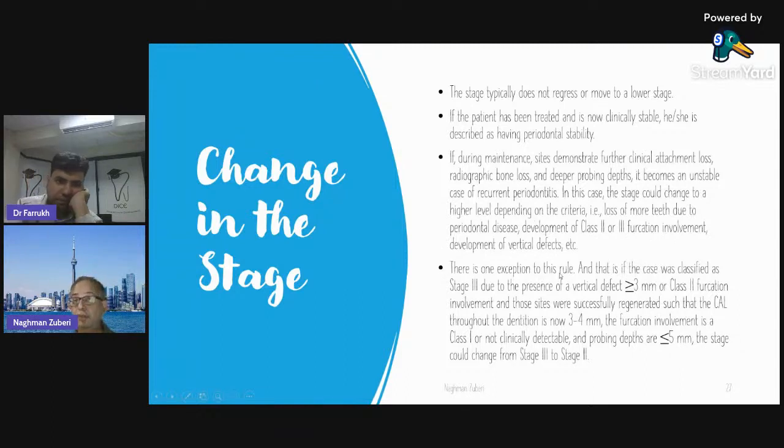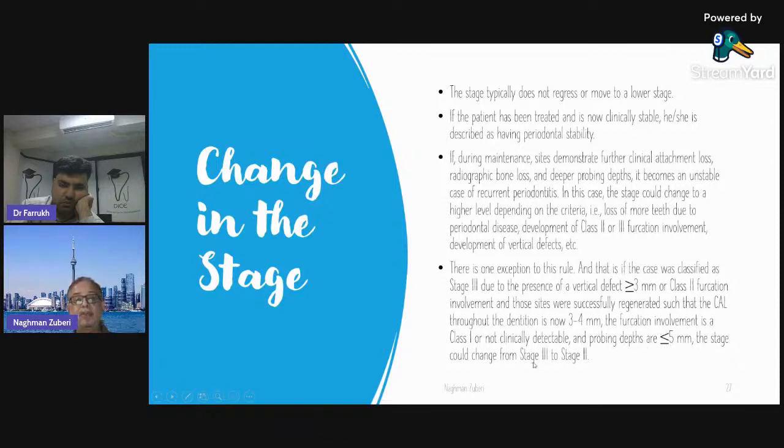There is an exception to this rule, only one exception. And that is if the case was classified as stage 3 due to the presence of a vertical defect of 3 millimeter or more, or class 2 furcation involvement, and those were successfully treated with some regenerative procedure like guided bone regeneration, such that the clinical attachment loss throughout the dentition is now 3 to 4 millimeter, the furcation involvement is class 1 or not clinically detectable, and probing depths are 5 millimeter or less.